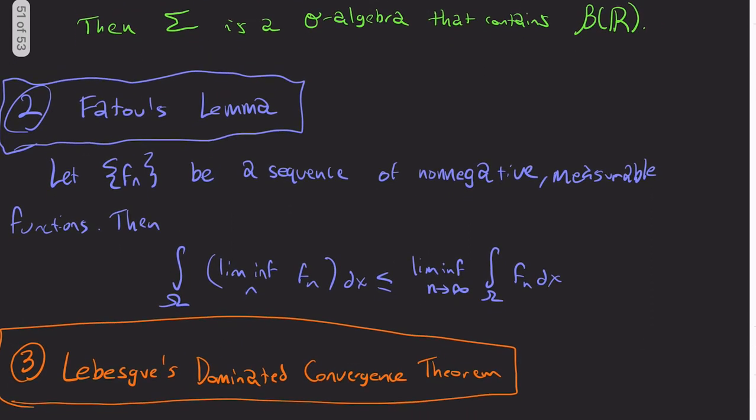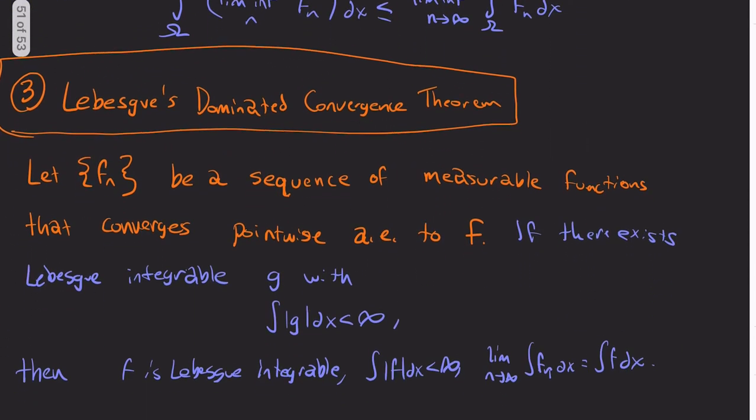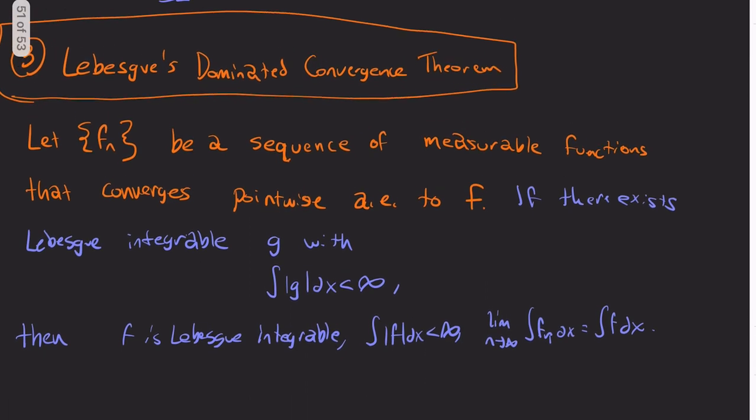The second one I'd like to go over is Fatou's lemma. This is just a good tool to have for when you're proving things about sequences. All it says is that if I give you a sequence of non-negative measurable functions, then the integral of the lim inf is less than or equal to the lim inf of the integral. So it's just a nice bounding theorem to hold in your pocket.